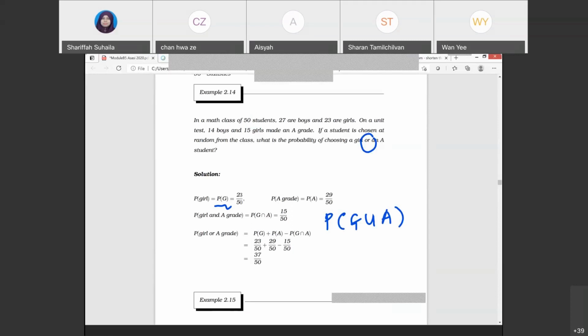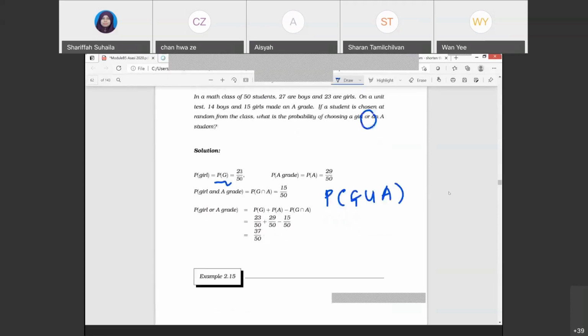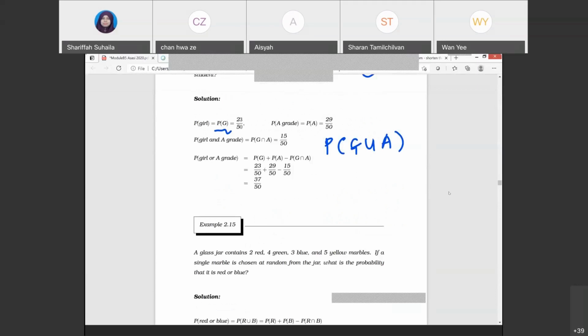So here we apply the additive rule of probability. The keyword here is just or: or means additive rule of probability. That means we have G plus A minus the intersection. So the same thing here.